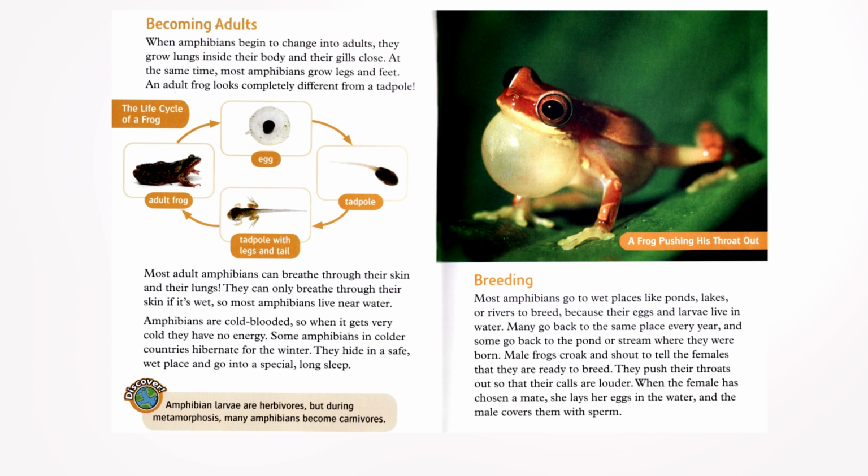Male frogs croak and shout to tell the females that they are ready to breed. They push their throats out so that their calls are louder. When the female has chosen a mate, she lays her eggs in the water, and the male covers them with sperm.